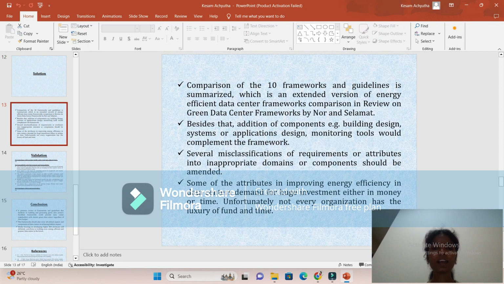This is the solution. The comprehension of the 10 frameworks and guidelines is summarized, which is the extreme version of the energy efficient data center frameworks. The comprehension is a review of the green data center frameworks by Norder Salmet. Besides that, addition of components, for example building design. Several misclassifications of requirements and attributes into inappropriate domains and components should be amended. Some of the attributes in improving energy in data centers demand further huge investment in either money or time. Unfortunately, not every organization has the luxury of funds and time.